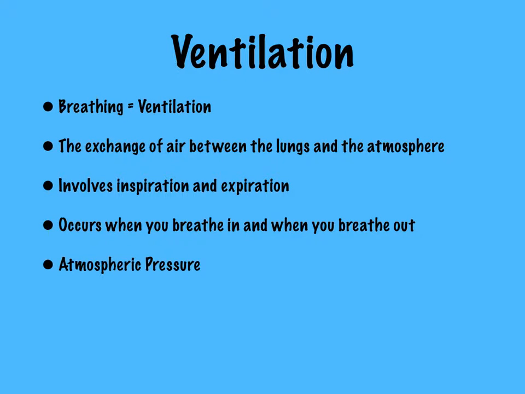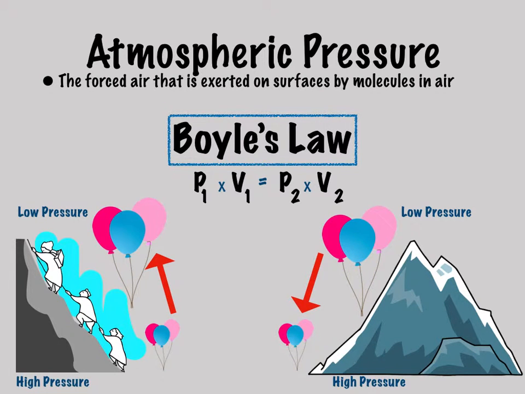Ventilation involves both inspiration and expiration. Ventilation is also known as breathing and is described as the exchange of air between the atmosphere and our lungs. The main types of gas being exchanged through ventilation are oxygen and carbon dioxide. Before we go into how the process of ventilation occurs, we need to first understand the role of atmospheric pressure. Atmospheric pressure is the force that air exerts on surfaces through the molecules in the air.